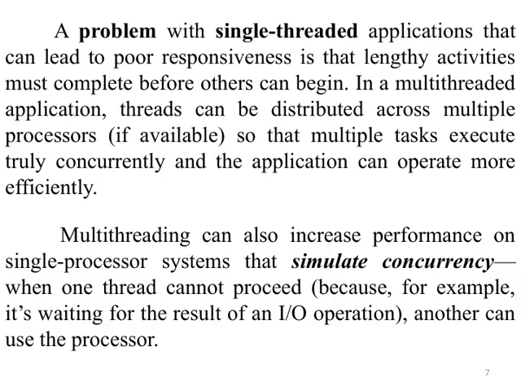Let's talk about a common problem with single-threaded applications. When a task takes a long time to complete, it can block everything else from happening, which leads to poor responsiveness. Imagine waiting for one big task to finish before you can move on to the next. That's the limitation here. Now, with multi-threading, we can distribute tasks across multiple threads. If you have multiple processors available, these threads can run truly concurrently, meaning several tasks are happening at the same time. This makes the application run more efficiently because it's not waiting around for one task to finish before starting another.